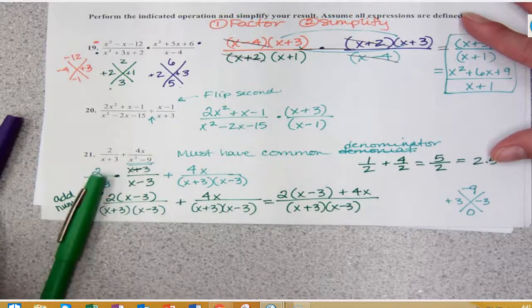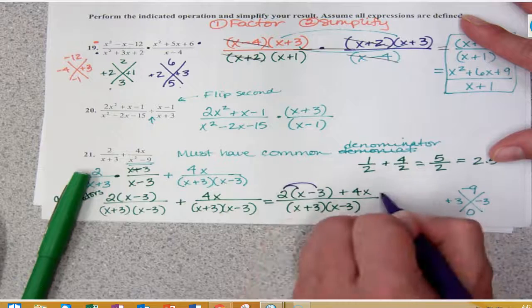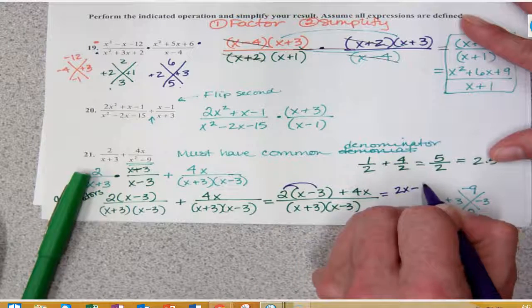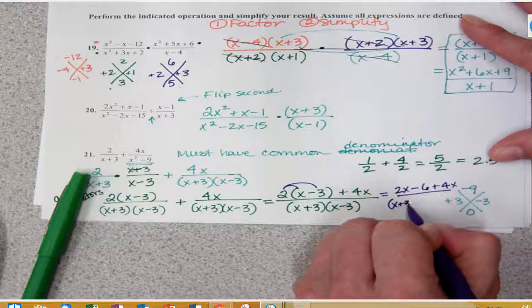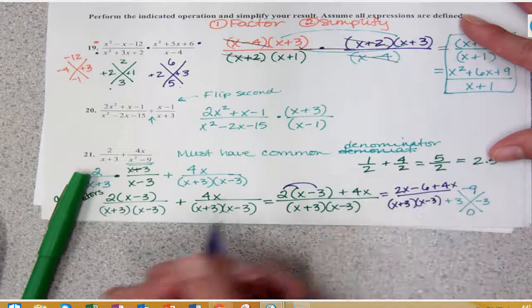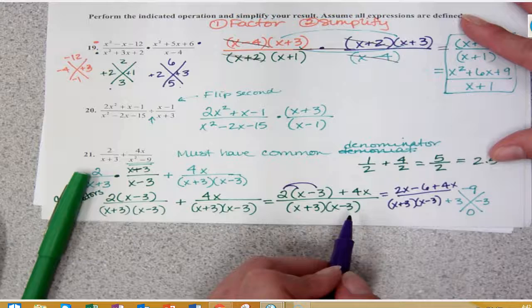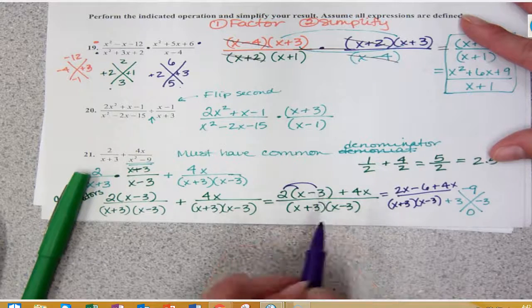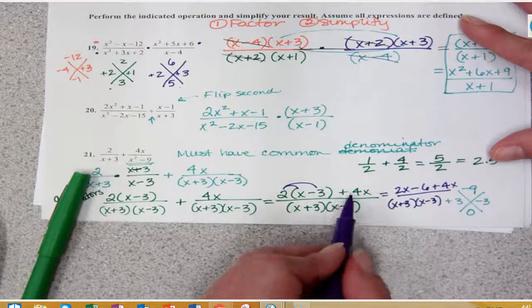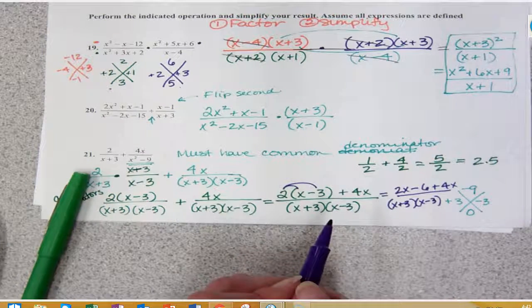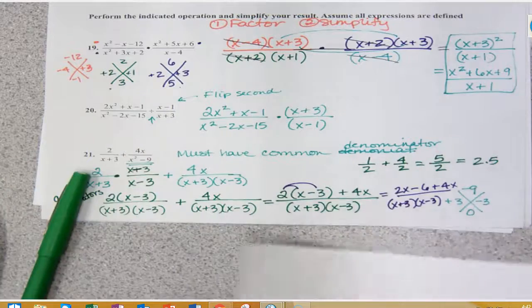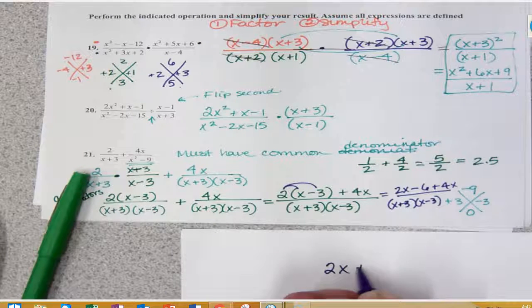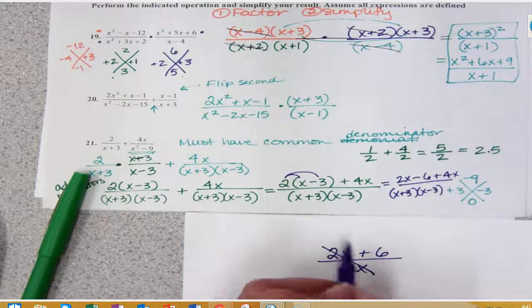All right. Distribute this out, and you're going to get 2x minus 6 plus 4x over x plus 3, x minus 3. The reason you can't cut those out is because of this plus sign. They're not being multiplied. If they were being multiplied, you could. But since you are adding this 4x, you cannot cut that out. It's like saying 2x plus 6 divided by 2x is the same thing. That's not the same. You cannot cut those out. That's a no-no.